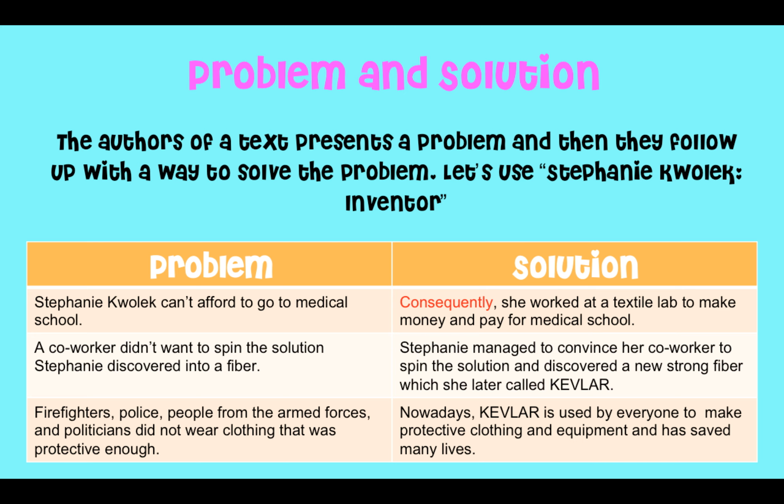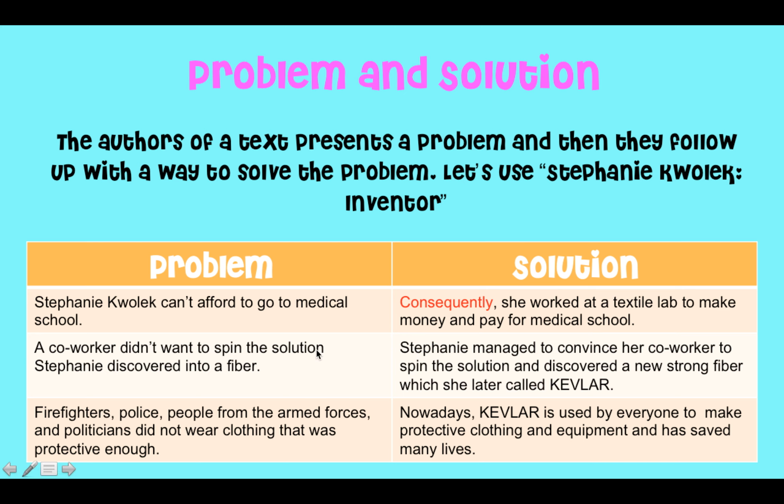How did she go ahead and solve her problem? She worked at a textile lab to make money and pay for medical school. That was her solution, right? Just like us, when we need money for something, we either save up our allowance or we ask our parents, right? In this case, and if Miss Fonseca needs money, she goes to work, right? That's how I get my money. We work.